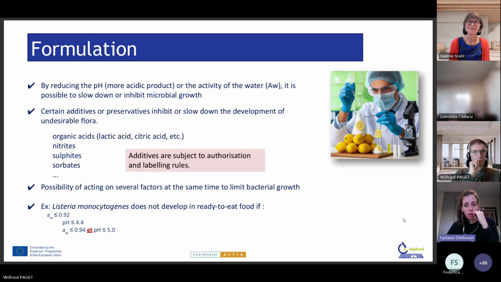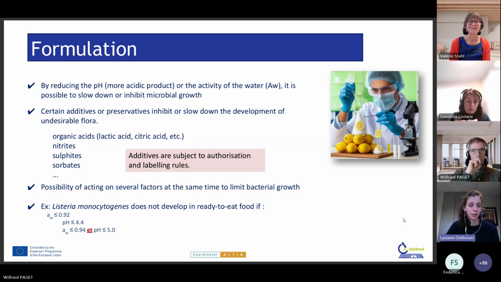Another way to manage microbial growth is to work on formulation. For example, by reducing the pH, producing a more acidic product that can limit the growth of microorganisms, or by reducing the water activity. These are two ways to slow down or inhibit microbial growth. It's also possible to use certain additives or preservatives that inhibit or slow down the development of flora, such as organic acids, nitrates, sulfates, or sorbate. Nevertheless, additives are subject to authorization and labeling rules.